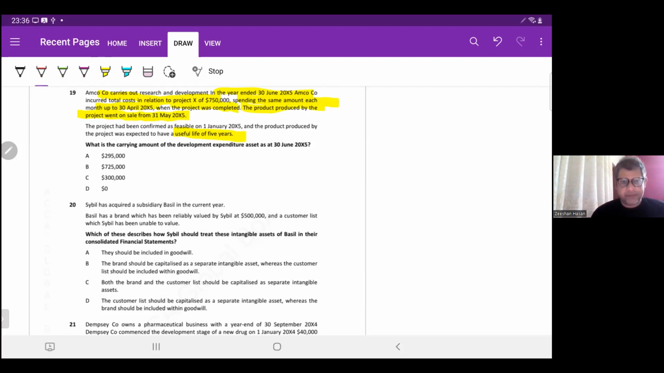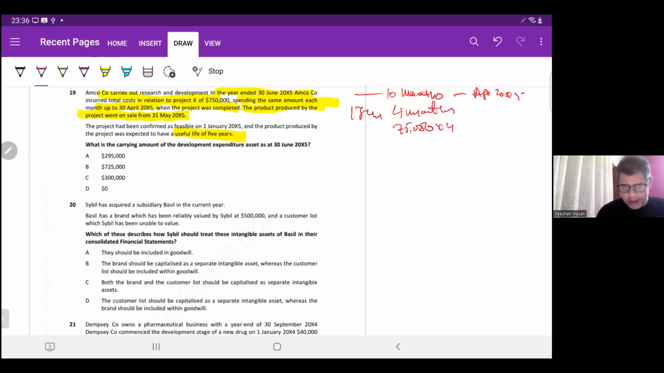The cost of 750,000 related to 10 months. That means up to April X5. Therefore, the cost per month was 75,000. As the project was confirmed feasible on 1st January, the cost can be capitalized from this date. So 4 months of this cost can be capitalized. So that means 75,000 multiplied by 4 will get 300,000.